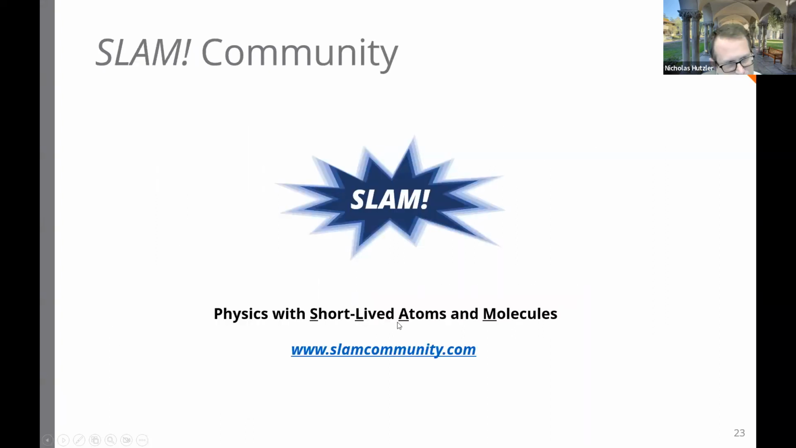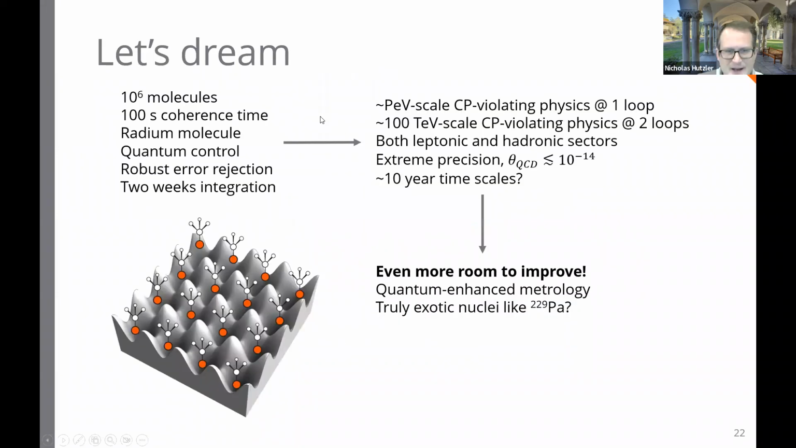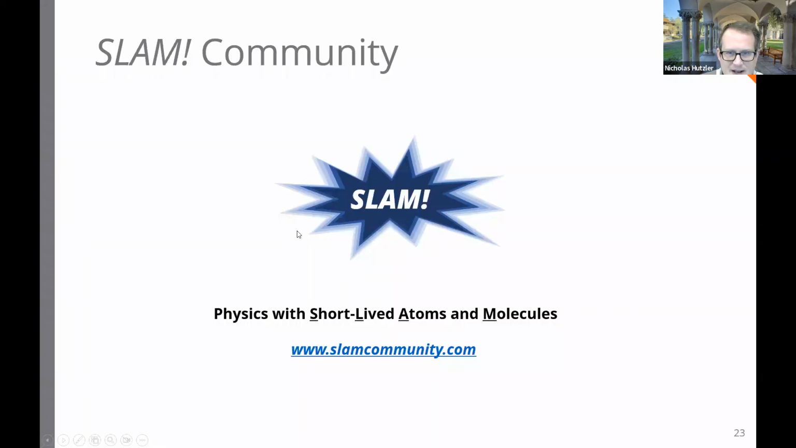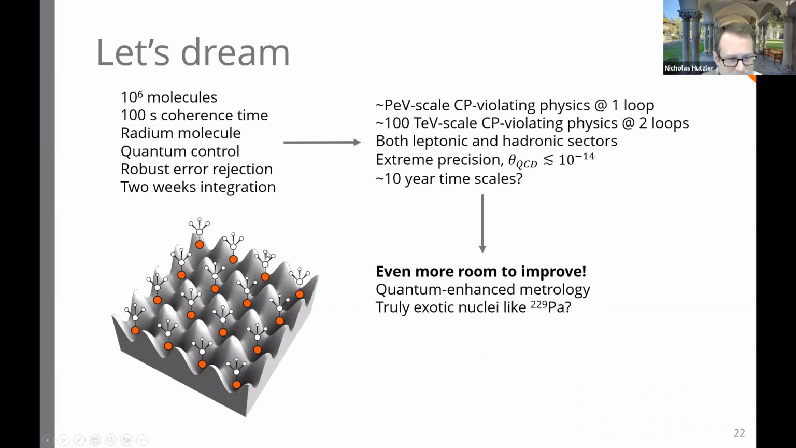And if you're interested in learning more, you can visit this website with this really great logo, if you want to learn more about physics with short-lived atoms and molecules, because people are getting interested in this sort of thing. And yeah, that was the last slide. So I will thank you for your attendance and apologize again that I couldn't make it, and ask if there are any questions.